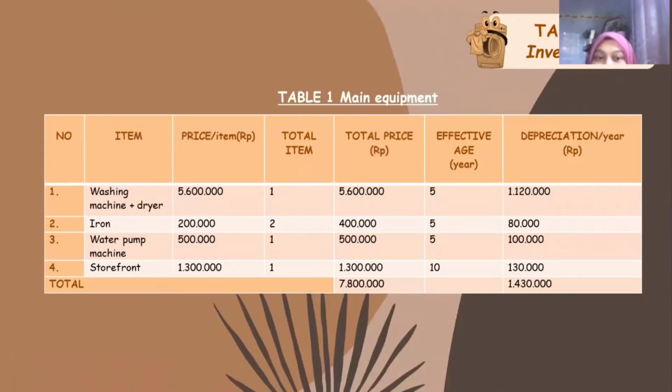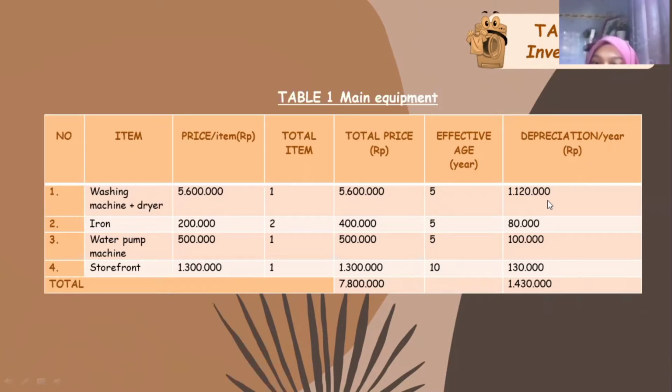We get the primary data for the first table, table A for investment. We have table 1 about main equipment. There are some items with the price for every item. We have the total item and we get the total price is 7,800,000 rupiahs. And we have effective age and we get the depreciation for every year.